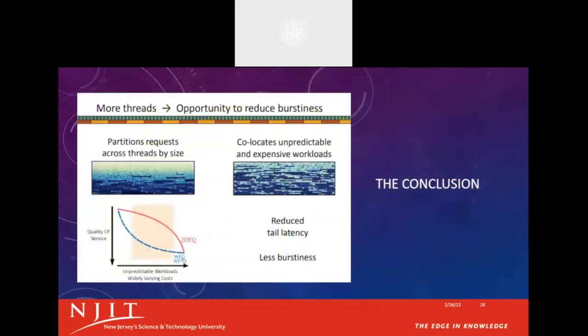To summarize, with 2DFQ we can take advantage of the fact that we have multiple threads, which enables us to reduce burstiness for tenants that have smaller requests. We do this by partitioning requests across threads by size and by co-locating unpredictable and expensive workloads. The result is that as the workload becomes less predictable and the range of request costs increases, 2DFQ gives good quality of service where the other two algorithms rapidly deteriorate. As a result, 2DFQ reduces burstiness and significantly improves tail latency.